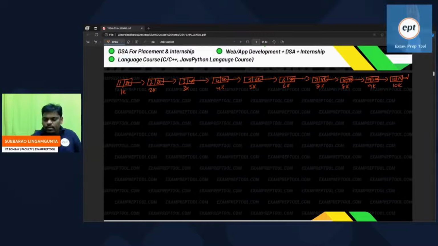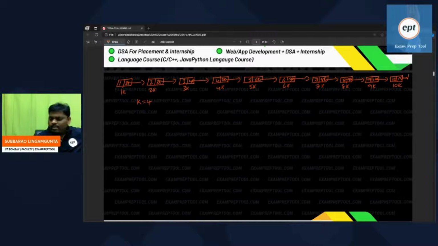Now let us assume that the k value given is 3. 3 nodes you have to reverse. If the k value given is 4, 4 nodes you have to reverse. If the k value given is 2, 2 nodes you have to reverse, right? So I think everyone knows. Let me try this. Let us assume that the k value given is 4. So 4 nodes you have to reverse.